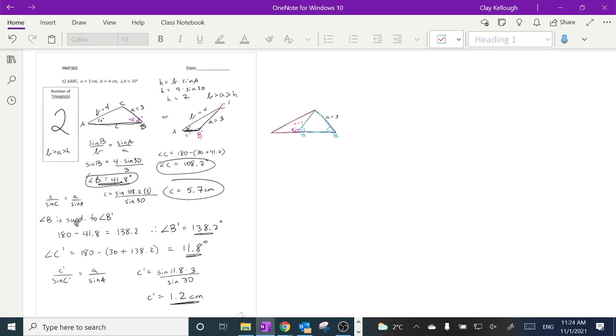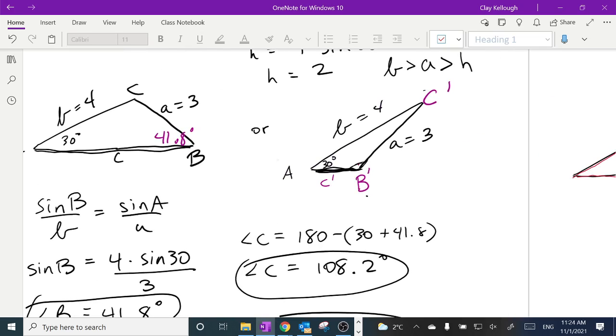Okay, so where did I lose you? When you started to solve the really skinny triangle. So when I'm solving the really skinny triangle, the calculator doesn't know which triangle it's solving. So it just automatically assumes, oh, you must want this one. You don't want this skinny little thing. You want this one. So it gives me 41.8. But the relationship between this angle here and that angle there is that they're supplements of each other.